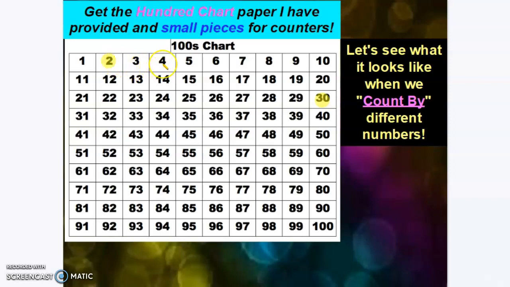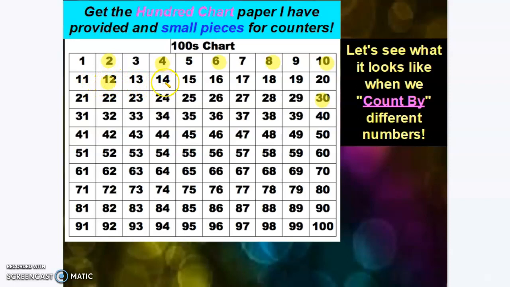2, 4, 6, 8, 10. Did you notice that we skipped one number in between? This reminds me of the lesson with odd and even numbers. So we just covered up the even numbers. So then what's left showing? Yeah, the odd numbers. All right, let's continue, because remember, we're going to go up to 30.